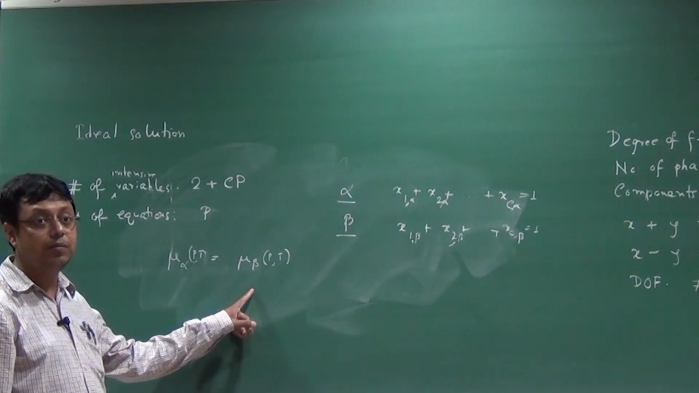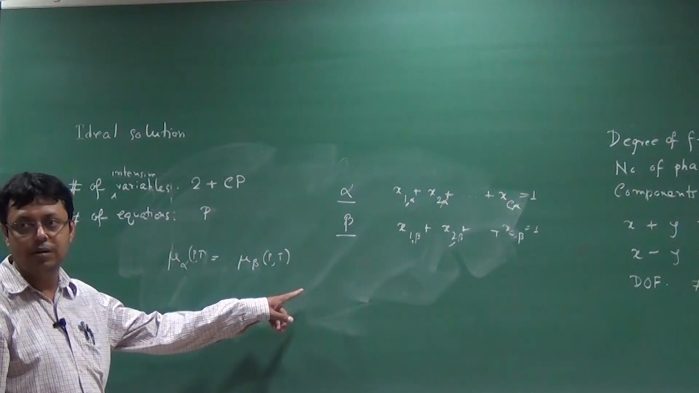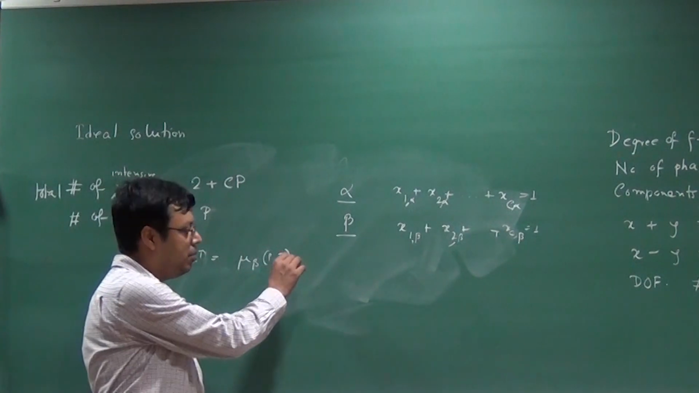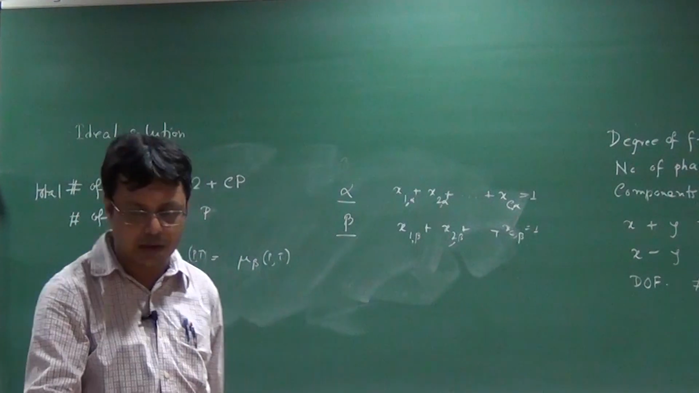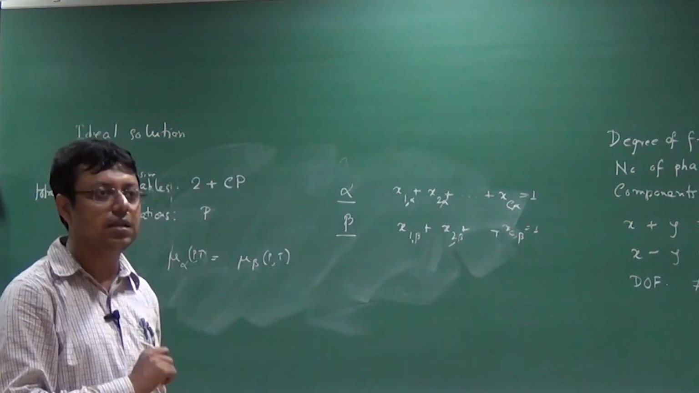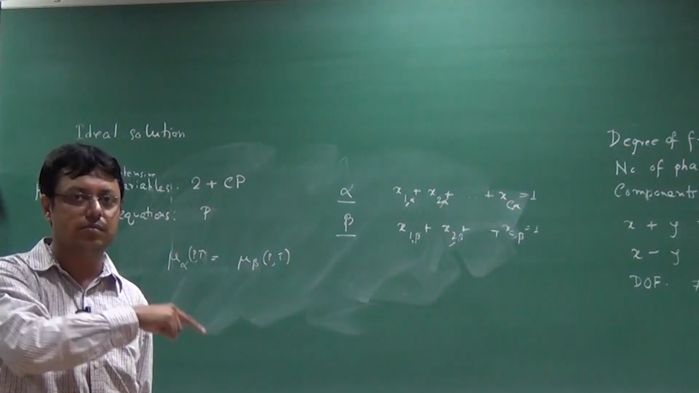For example, if 3 phases coexist, like the triple point, then I'll have basically alpha, beta and gamma all equal. But let us not talk about that. Let us first talk about how many lines there are. Usually I have basically 3 lines.